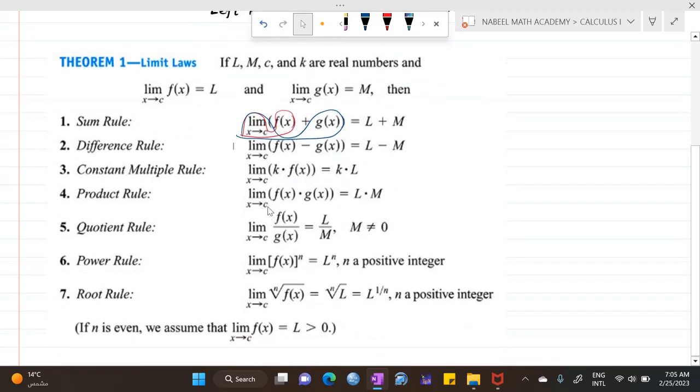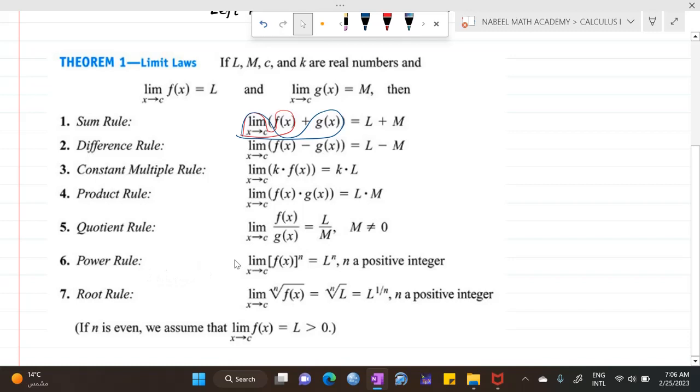If it is a product of two functions, we can apply the limit for f of x and the limit for g of x, so you will get the product L times m. Similarly, this is the quotient rule. You can apply the limit for the numerator and denominator functions, and the condition is m is not equal to 0. If you are applying the limit to g of x, the denominator should not be equal to 0. If it is equal to 0, we say the limit doesn't exist.